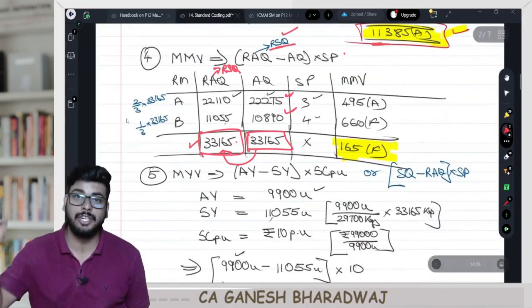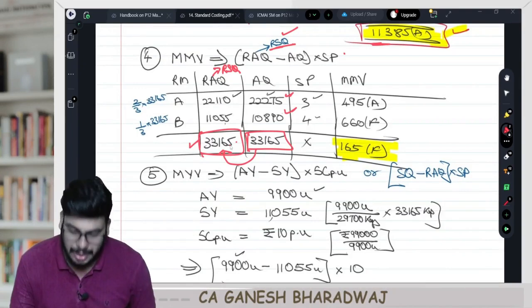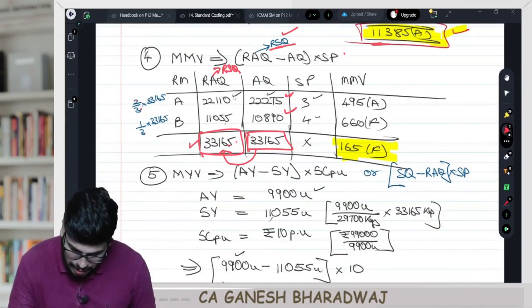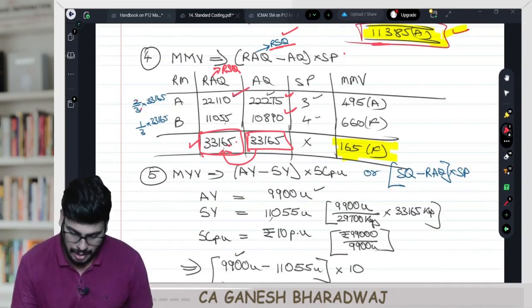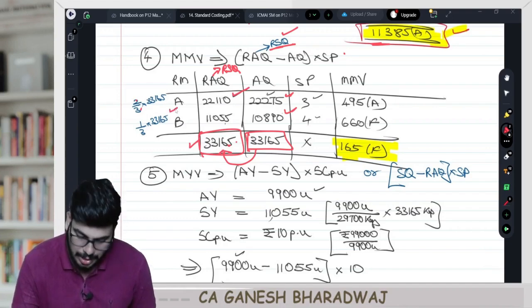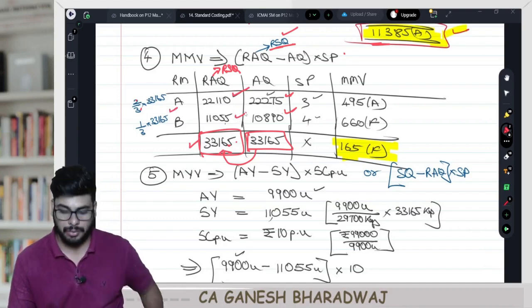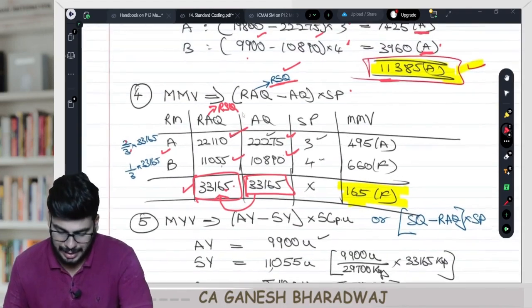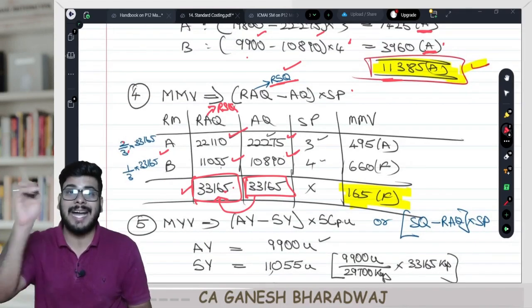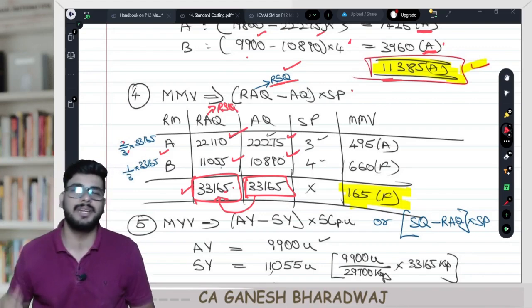So now if I do it that way, how much is it? 33,165 into 2 by 3 will give you 22,110. 33,165 into 1 by 3, how much is this? That is going to be 11,055. Are you clear with this? Basically, this RSQ is nothing but the actual quantity at the standard mix.